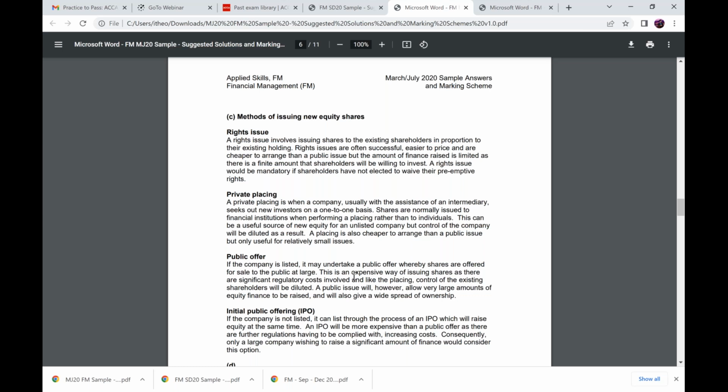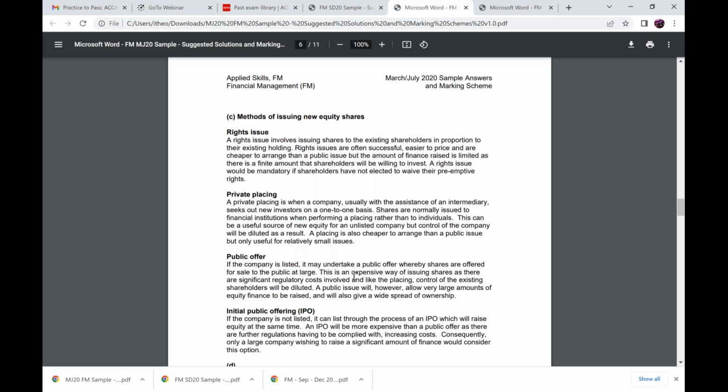So, methods of issuing new equity shares. One is a rights issue. Through a rights issue you can issue new equity shares, and after giving the heading of rights issue, you can just mention: what is a rights issue? It involves issuing shares to existing shareholders, is successful, easier to price, etc. Another way of issuing new equity shares is private placing.